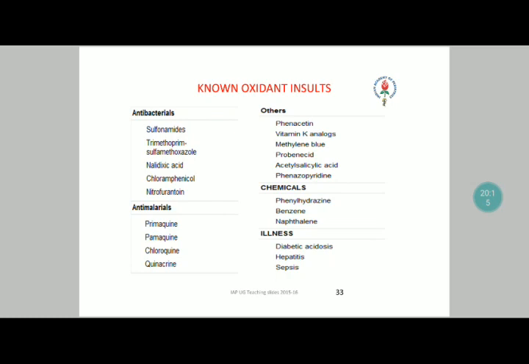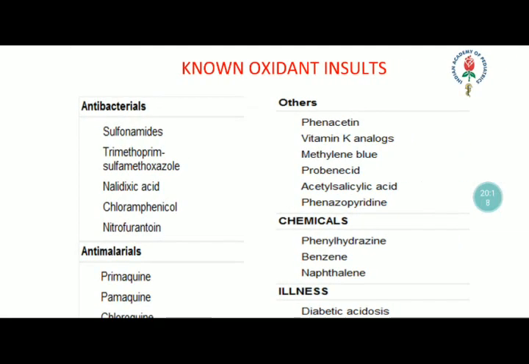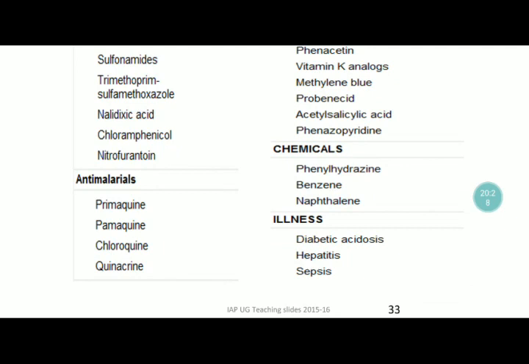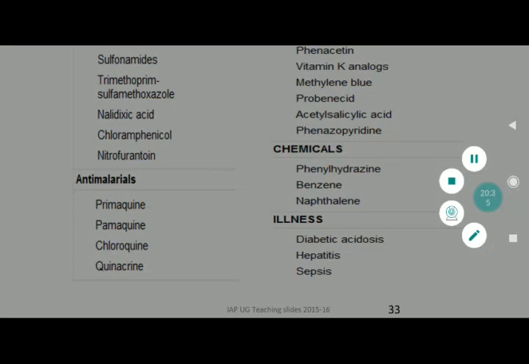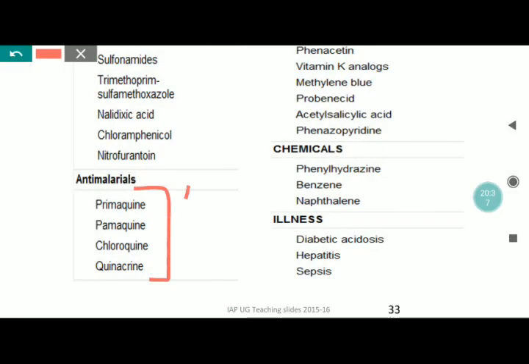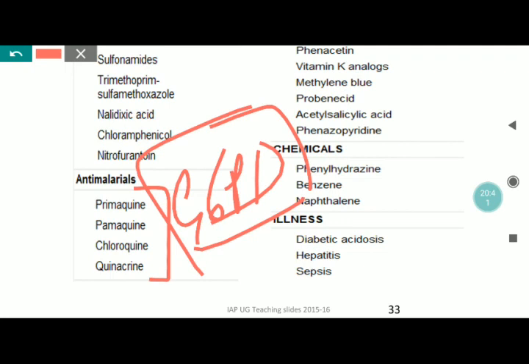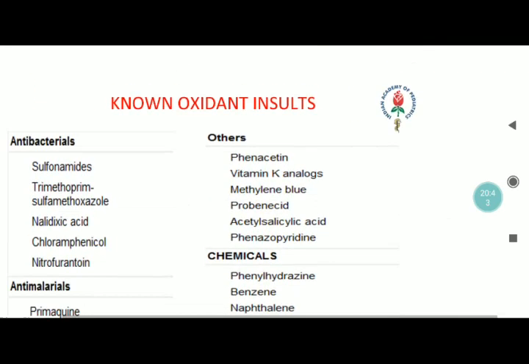Now, when we consider these known oxidant insults, like I was talking, antibacterials which can cause this include chloramphenicol, nitrofurantoin, sulfonamide, and trimethoprim-sulfamethoxazole combination. The antimalarials which are typically known to cause this are primaquine and chloroquine, and always before starting any of these antimalarials, it is important to know the G6PD status. It is very typical to know the G6PD status before beginning.